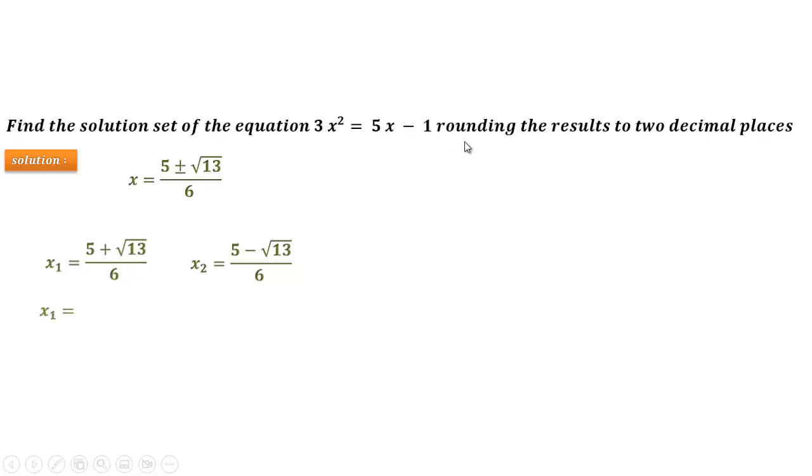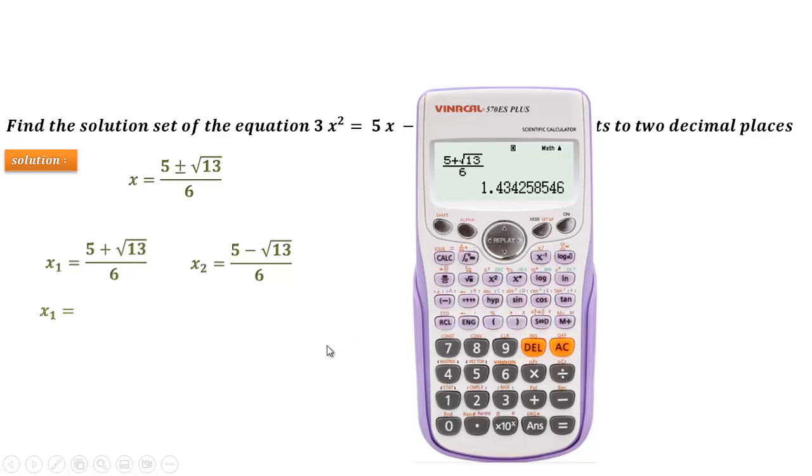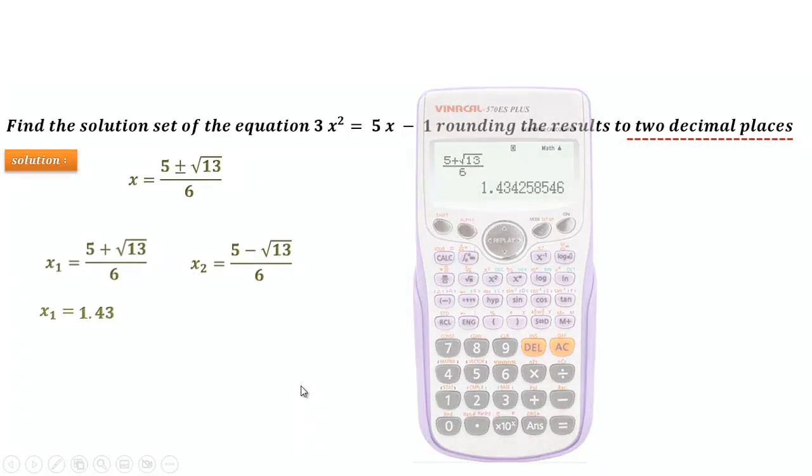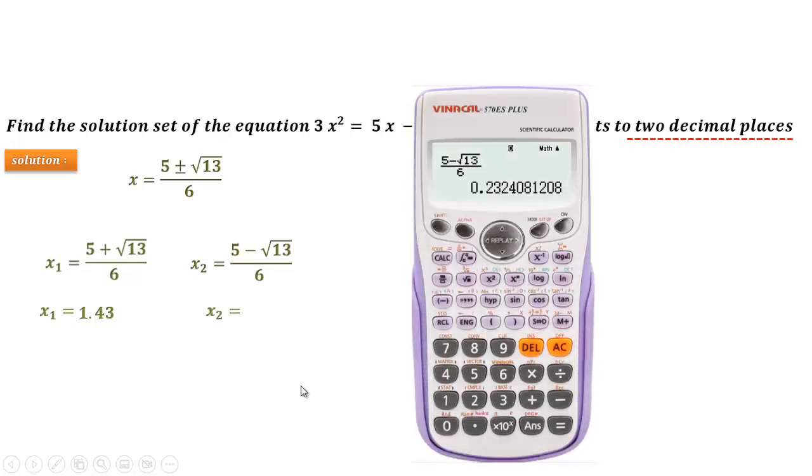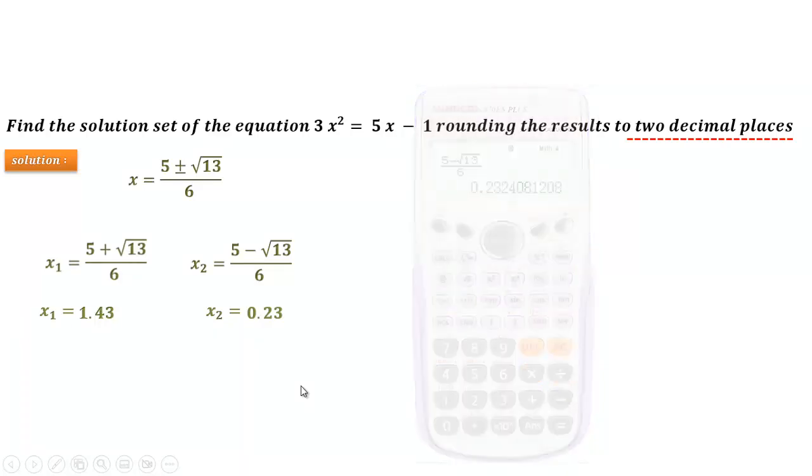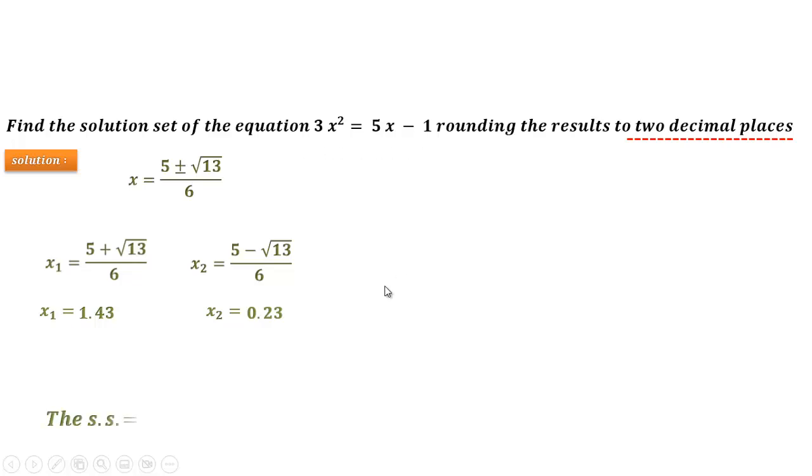As you can see here, the question asked me about rounding the result to two decimal places. So I'll use my calculator to find the decimal places, and for this answer it's going to be 1.43. This is rounded because the question asked for two decimal places. So first x equal 1.43 and the other x equal 0.23. So this is the final answer here, x1 and x2 for this second degree equation. So the solution set, S.S. referring to the solution set, will be 1.43 and 0.23.